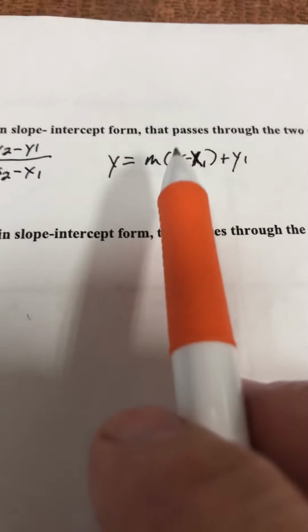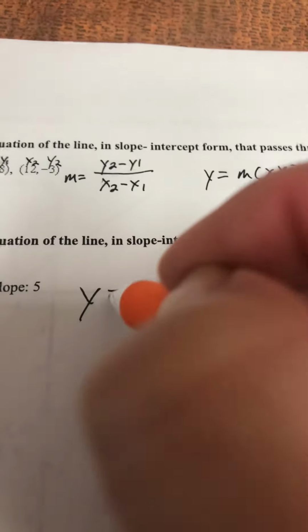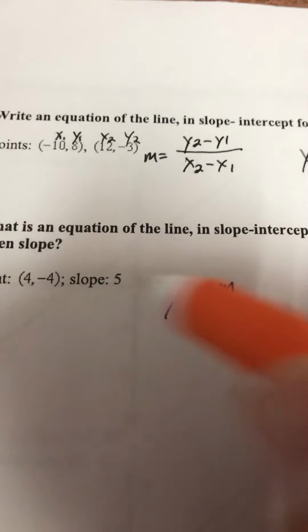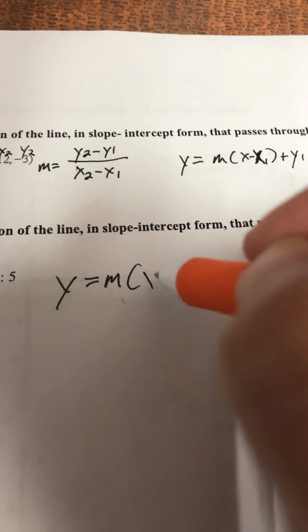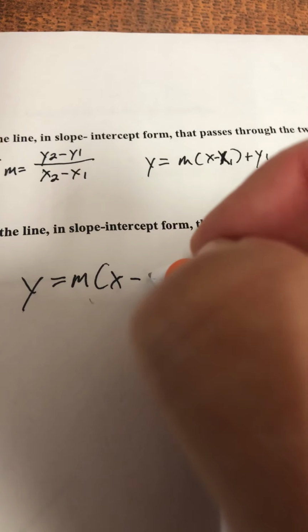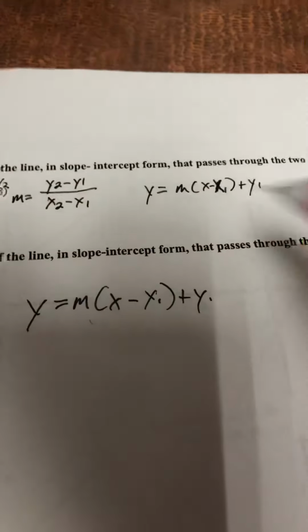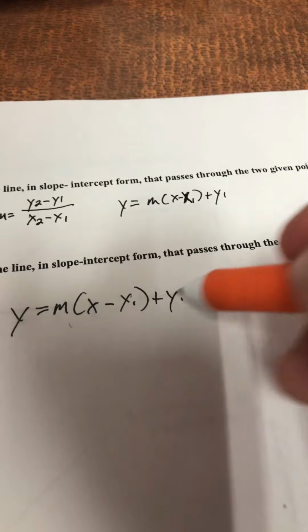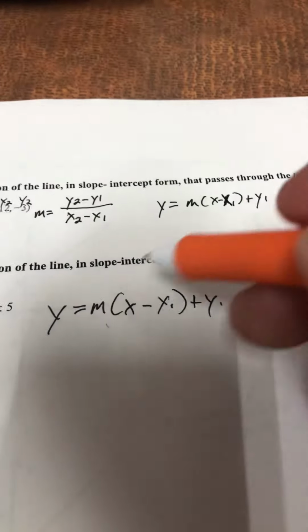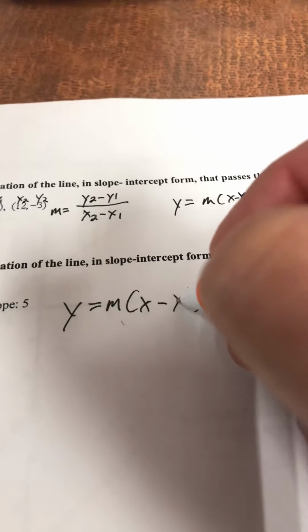So you're just going to use this equation, y equals m. So your slope m is 5, so you're just going to put a 5 there. x minus your first x, well, your only x is 4. So you're going to minus the 4 there. That's going to be your x1. And then you're going to add your y1, which is adding a negative 4, which would be just subtracting 4. So it'll be minus 4 there. And then do the distributive property. Figure that out.